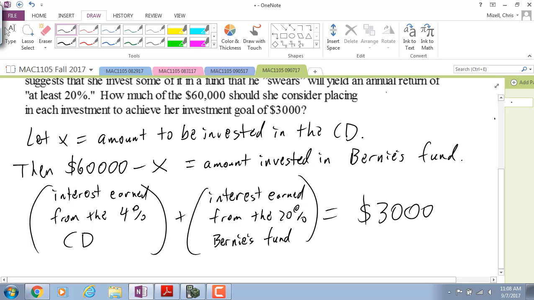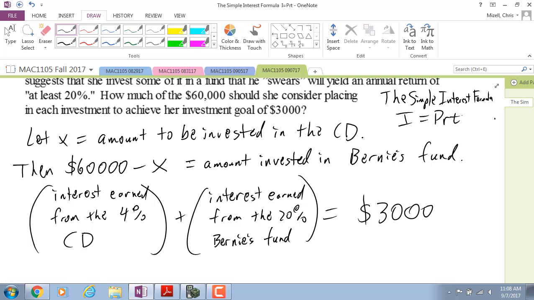Anybody happen to know the simple interest formula? That's the one. I equals P times R times T. Interest equals principal times rate times time. Here, the time is 1 year. She's just going to go 1 year. Hopefully she's going to have $63,000. And she'll be able to make a new decision a year from now as to what to do with that $63,000.